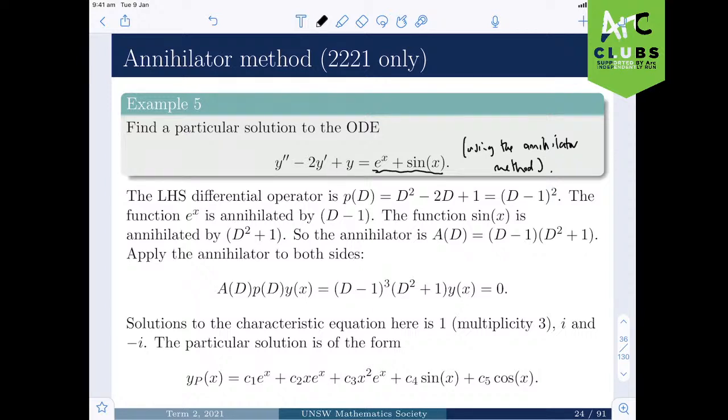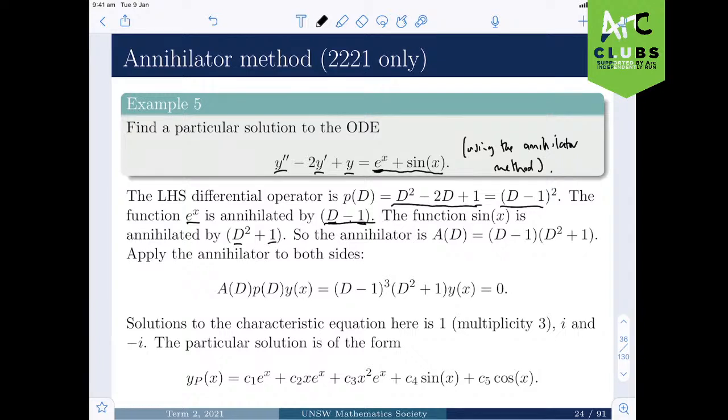The left-hand side differential operator is D squared minus 2D plus 1. That just means the second derivative minus twice the first derivative plus the function itself. And that's actually (D minus 1) squared. The function e to the x, which is one of the terms on the right-hand side, is annihilated by D minus 1, because the derivative of the exponential function is just itself, minus itself is 0. Also, the function sine x is annihilated by D squared plus 1, because the second derivative of sine is minus sine, and we add sine to it, we get 0.